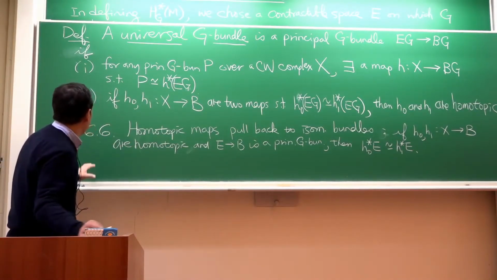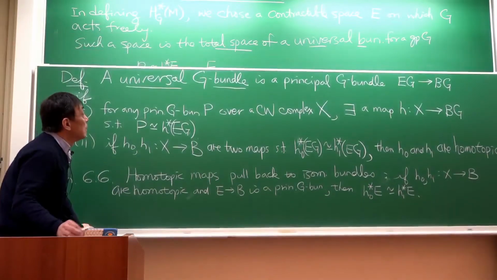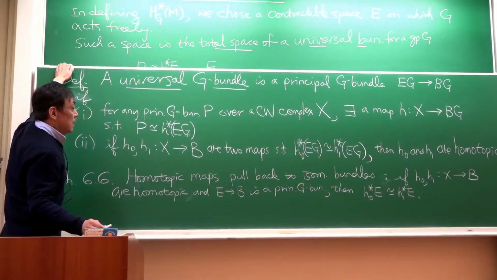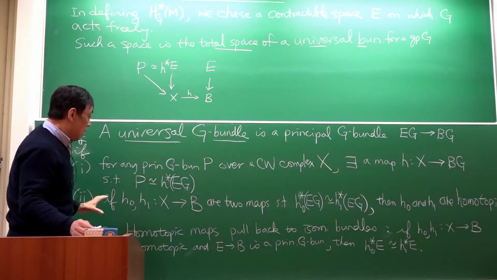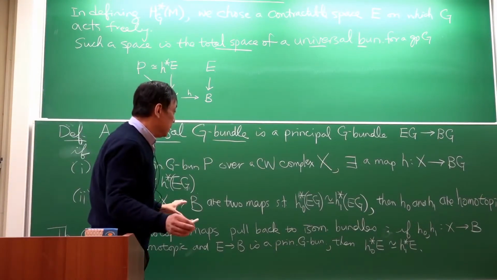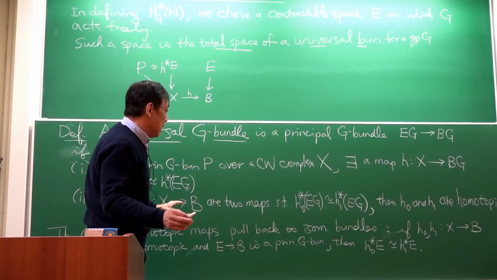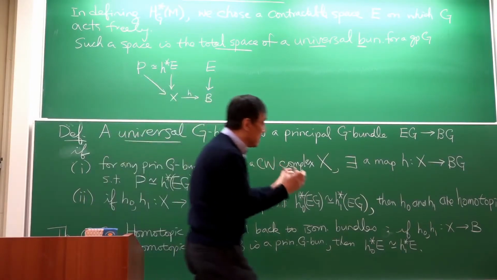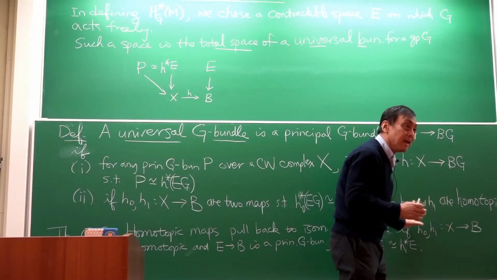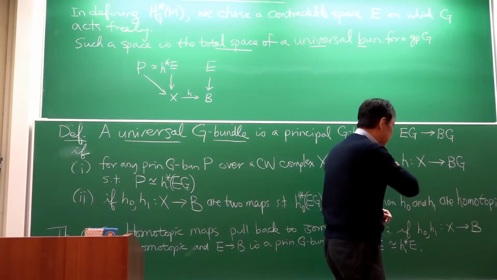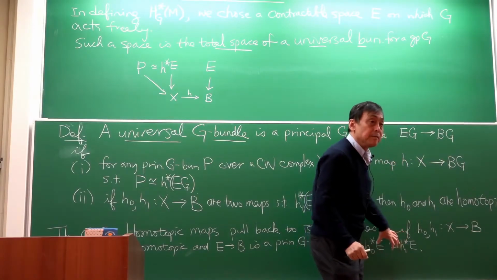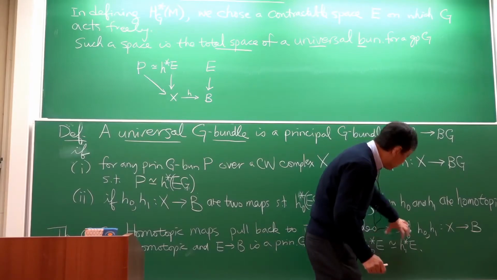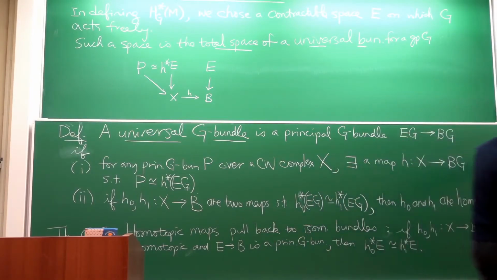Now let me see, this should go down, right? Yeah. Okay. Now what this theorem says is that if you look at homotopy classes of maps, then there's a well-defined map into isomorphism classes of principal bundles, okay?